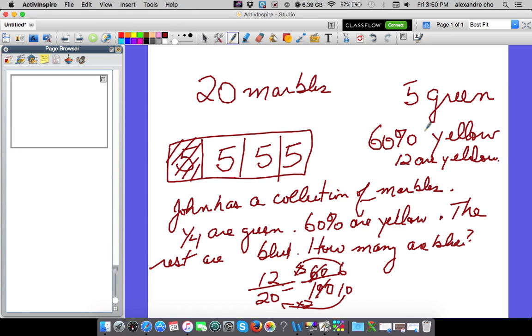Now, it's super easy. I know that 5 are green, 12 are yellow. So 12 plus 5 is 17. So those are my green and yellow marbles. And 20, which is the total, minus 17 will give me 3 blue marbles left over. Okay, sorry for the mistake here.